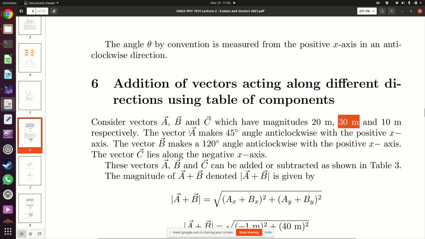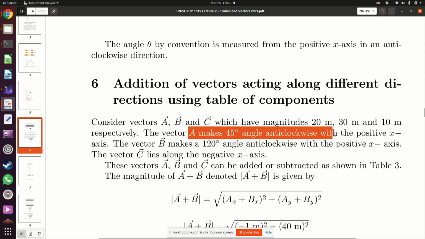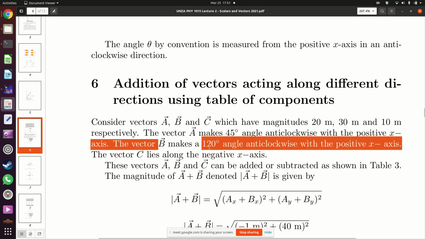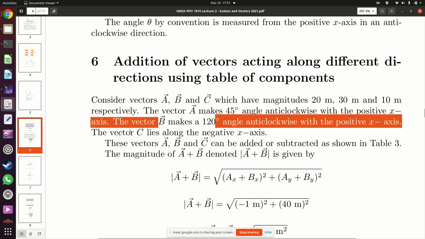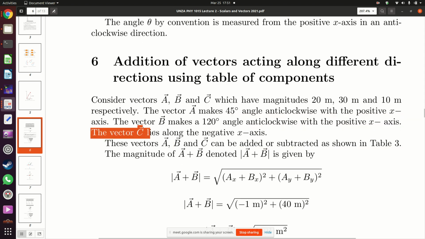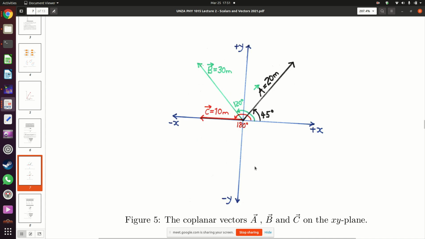Then vector A makes an angle of 45 degrees anti-clockwise with the positive x-axis. Vector B makes an angle of 120 degrees, again anti-clockwise with the positive x-axis. And vector C lies along the negative x-axis. This information about the sizes of the vectors A, B, and C and the angles they make with the positive x-axis is what is shown here.